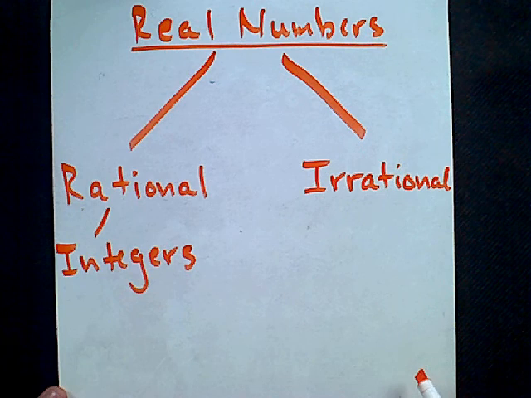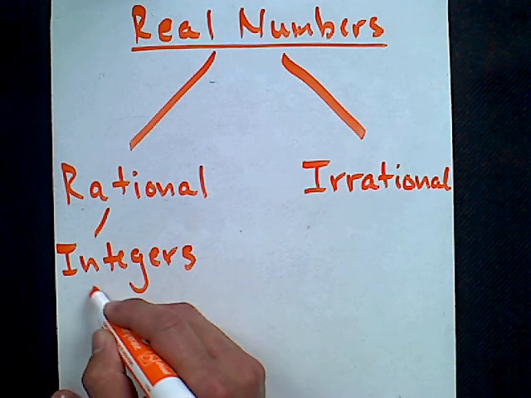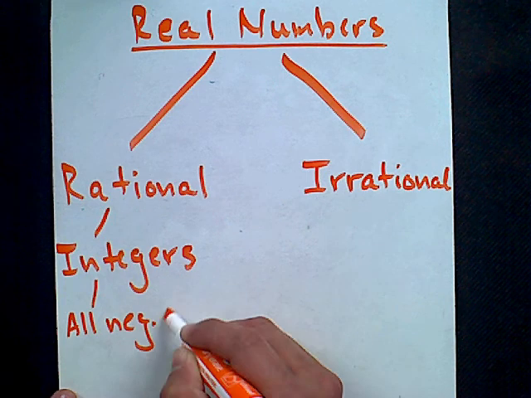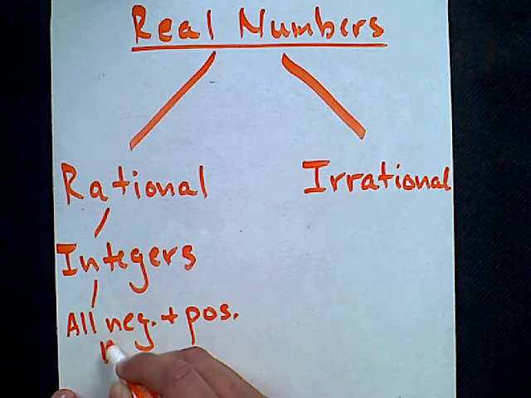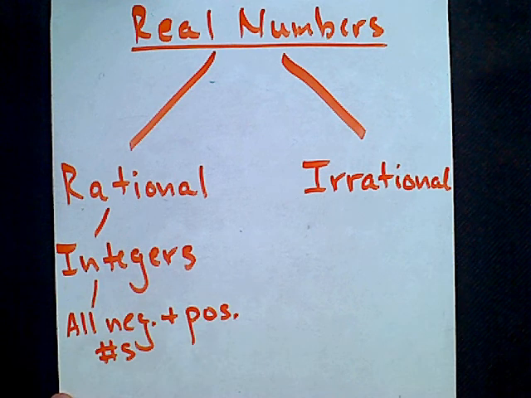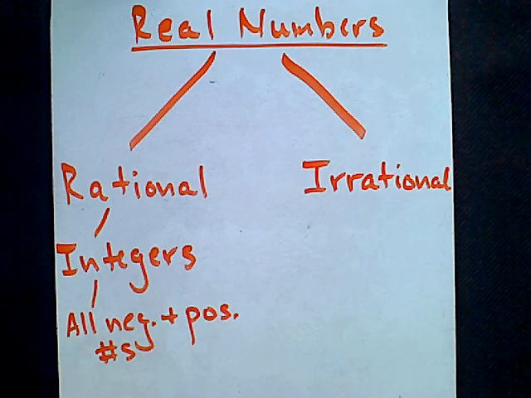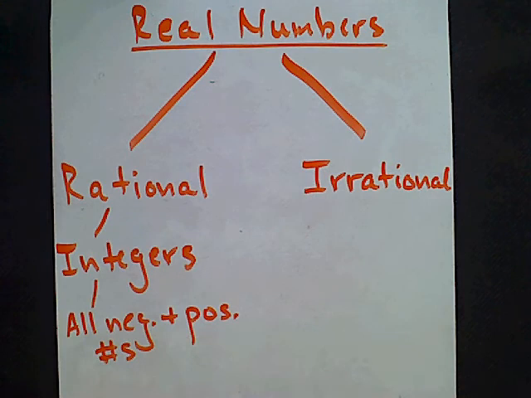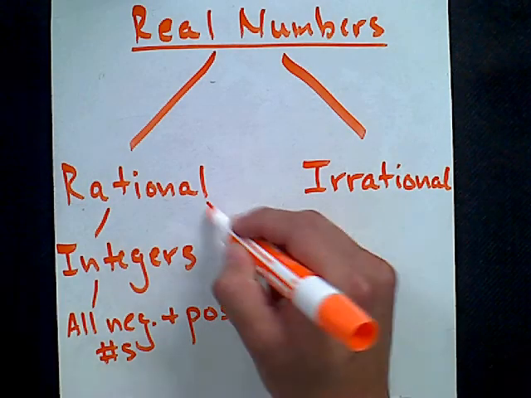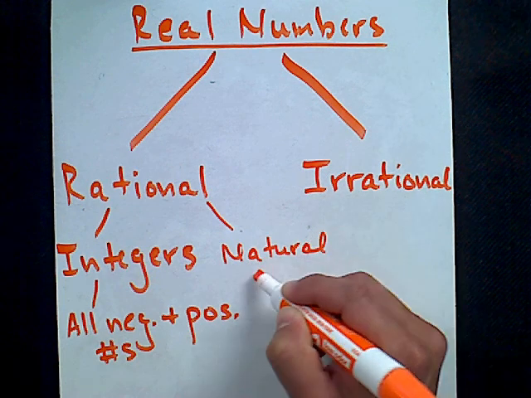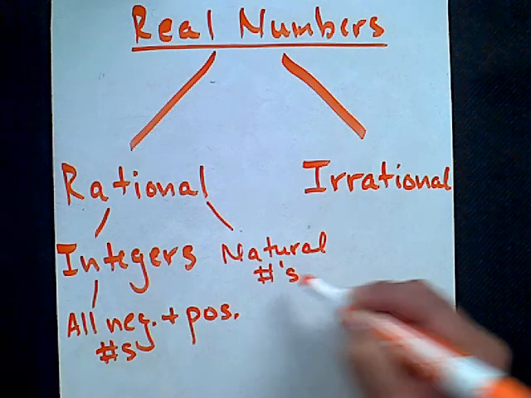Now in integers, does anyone know a definition of an integer? Very good. Okay, a whole number and its opposite. So in other words, all negative and all positive numbers. So in other words, as long as it's a whole number and it's positive or negative, it's an integer.